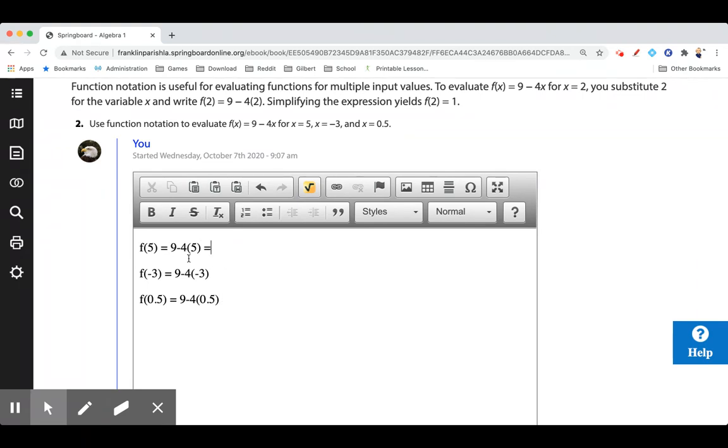All right, 4 times 5 is 20, 9 minus 20 is negative 11. 4 times negative 3 is negative 12, 9 minus negative 12 is 9 plus 12, which is 21.